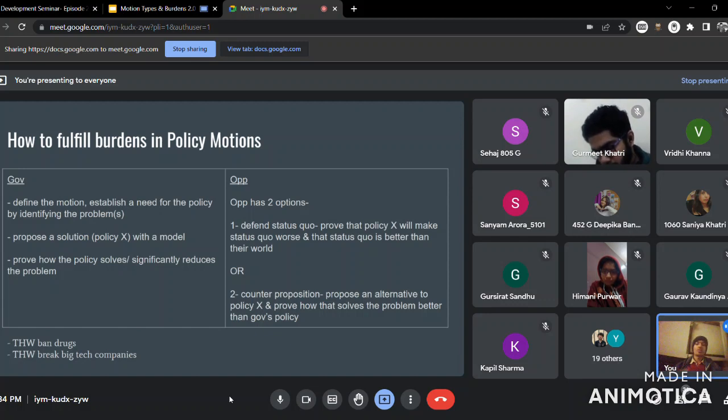What you can do with alternatives is you can say that we prefer status quo. The debate still remains about policy X versus status quo, but you can tell a range of policies that states can use, for example, for solving a particular problem. You can tell how these things can be used in our world as well without doing policy X. And you still defend status quo. You don't commit to those alternatives like you do in a counter proposition.